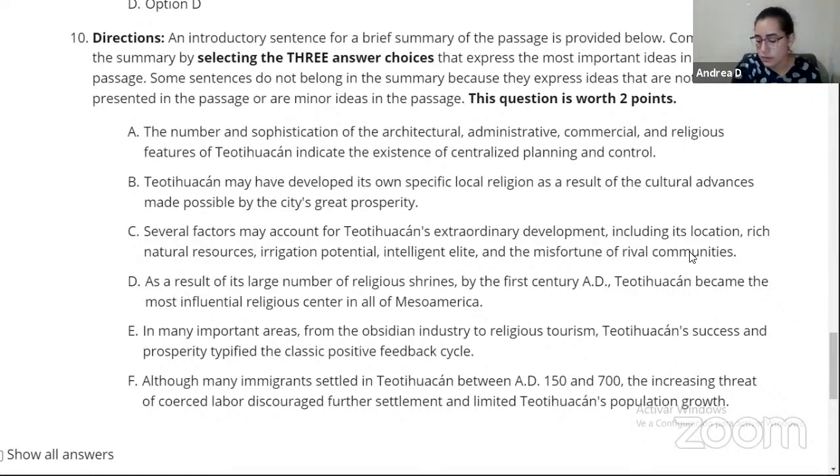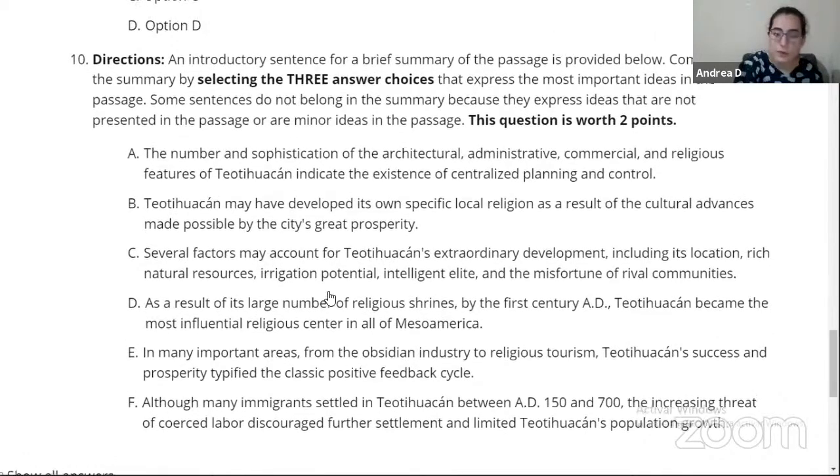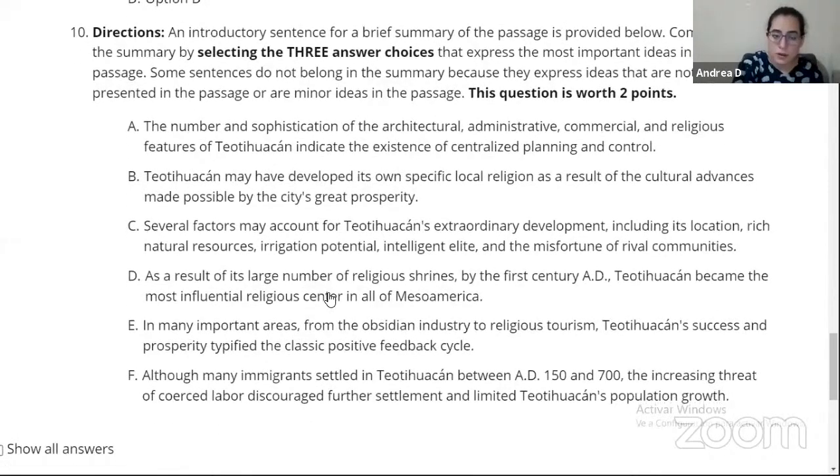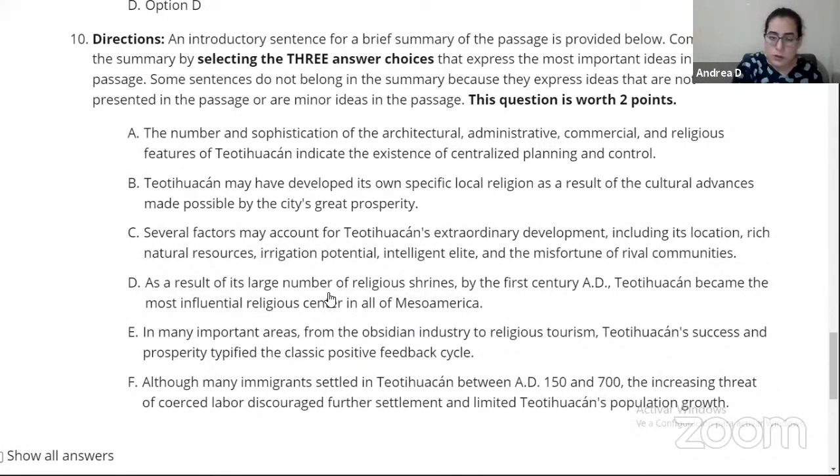Okay, guys, are you all done? Have you read the entire question and the options? Okay, so can you take a guess? Can you tell me which ones you would select? Out of these 6, you have to choose 3 that you think are good summaries of the entire text. So which ones would you choose?